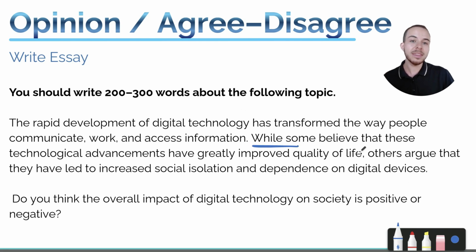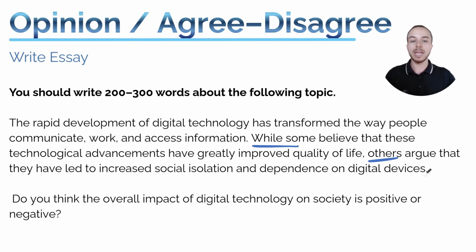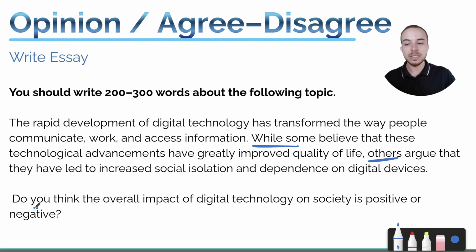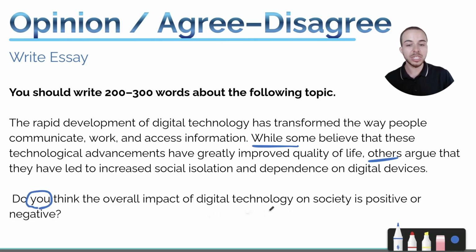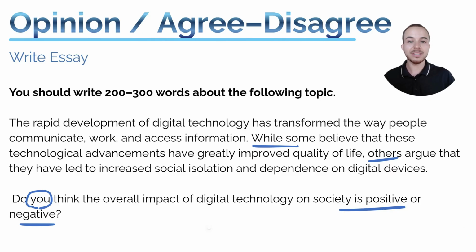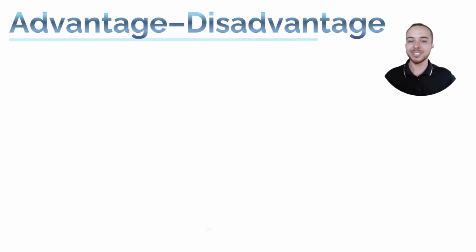So already in the question, I'm seeing 2 different types of people. Some think it's great, some think it's not great. And it's going to ask you, do you think the overall impact of digital technology is positive or negative? You need to take a stance on one of those areas, agree or disagree. And again, the exam doesn't care what your real thoughts are. You can choose the easier option. If it's easier to argue for or against something, totally fine. Just make sure that you're focusing on your sentence structures.